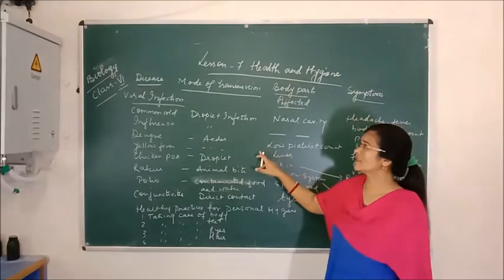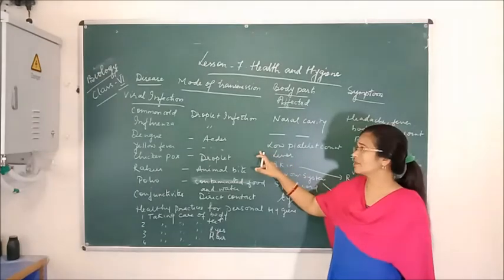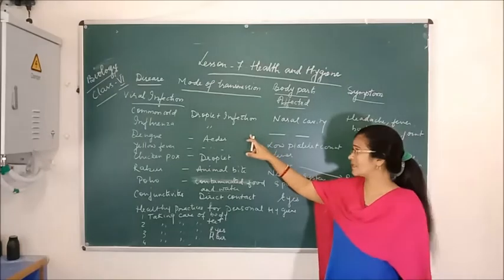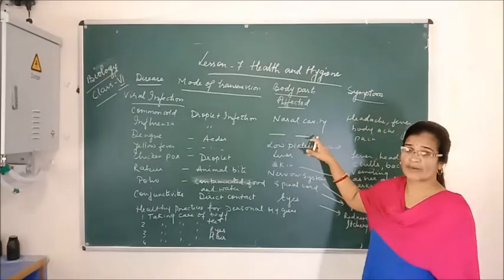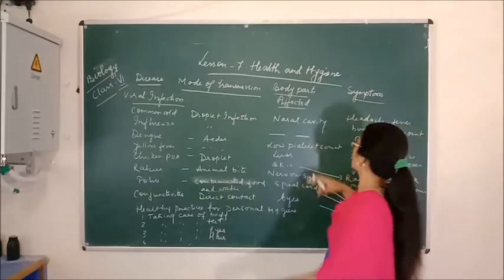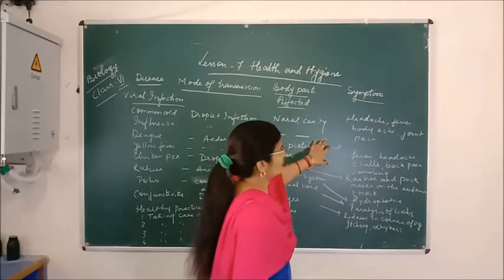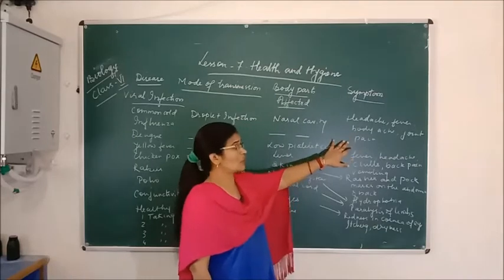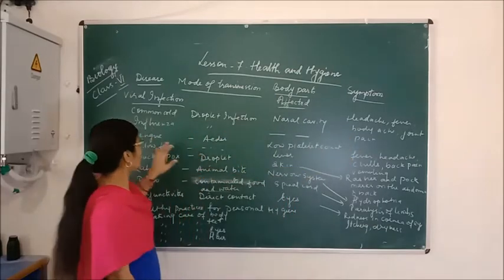The second main viral disease is influenza. It is also spread through droplet infection, and it also affects the nasal cavity, that is the nose especially, and here also we can see that the person suffers from headache as well as fever and joint pain. Now the third one is dengue.